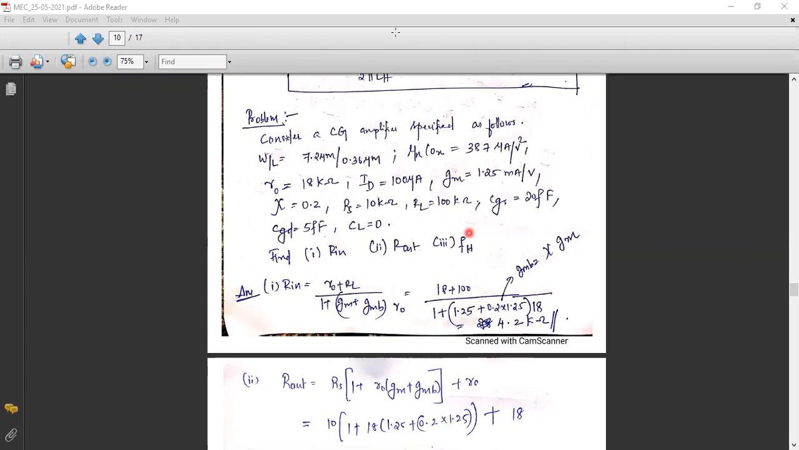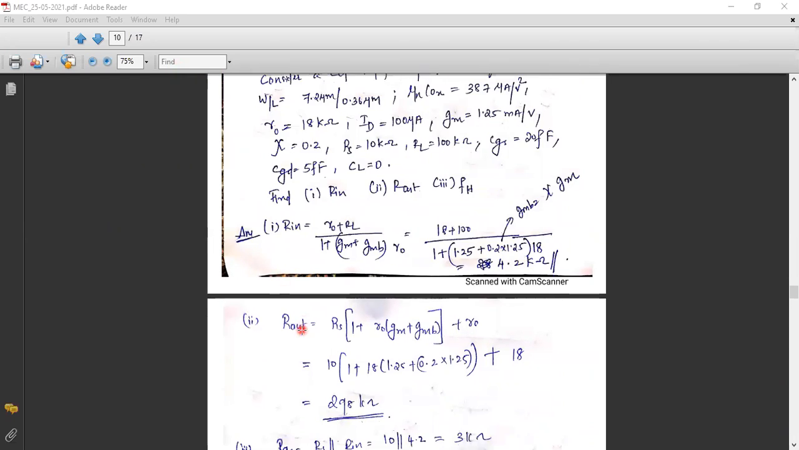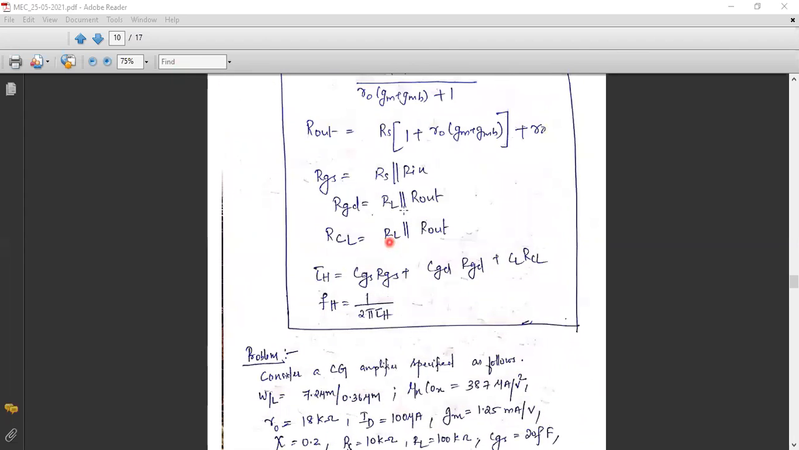What is the value you got? Bhanu Prakash, have you got the same answer? Yes, sir. I got 4.21 kilo ohms. Okay, very good. Now we will go with Rout. So copy the same equation, Rout: Rs into 1 plus R0 into (GM plus GMB), plus R0.